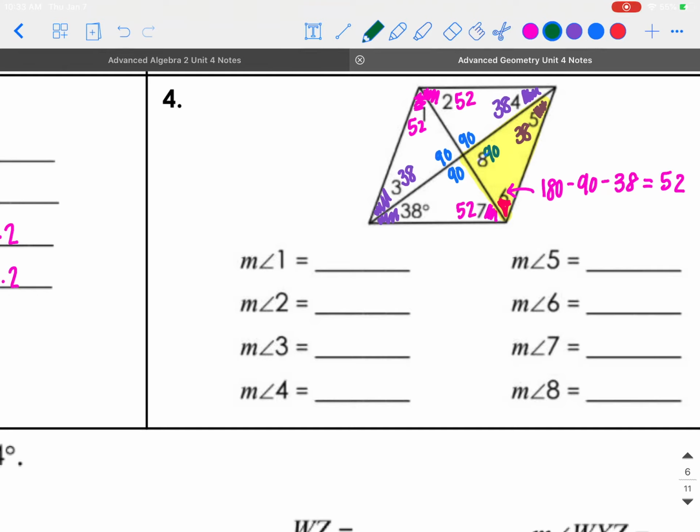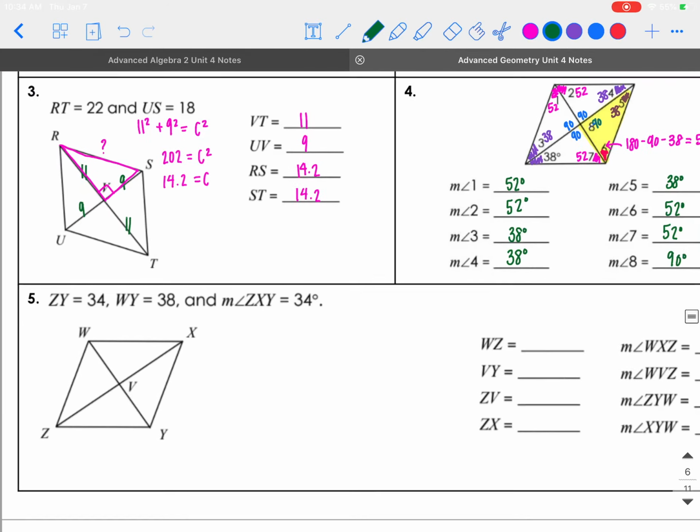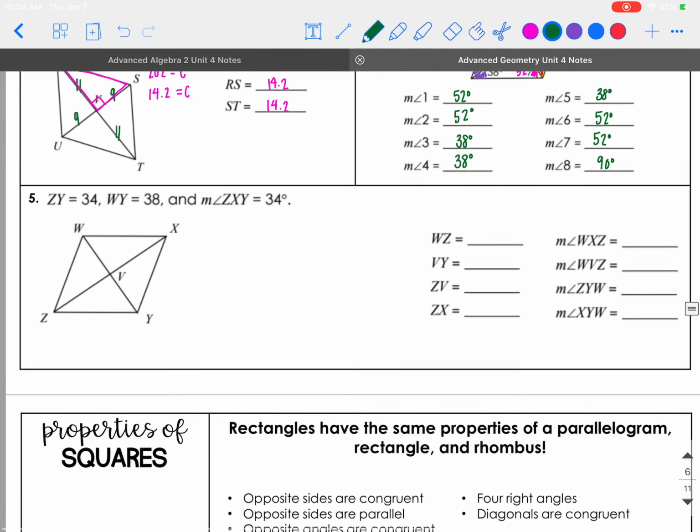All right, so we're just going to go in and write these angle measures. 1 and 2 are both 52. 3 and 4 and 5 are 38. 6 and 7 are both 52. And 8 is 90 degrees. Let's move on here.